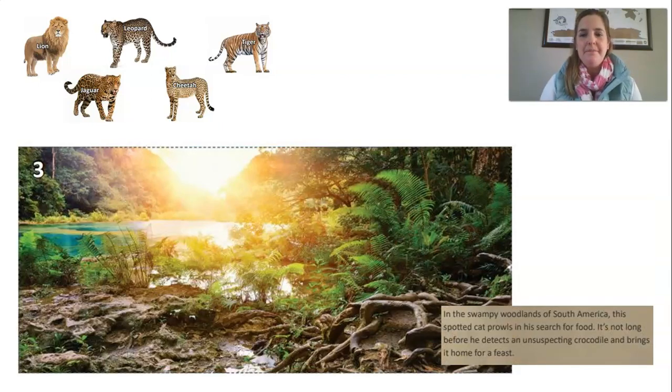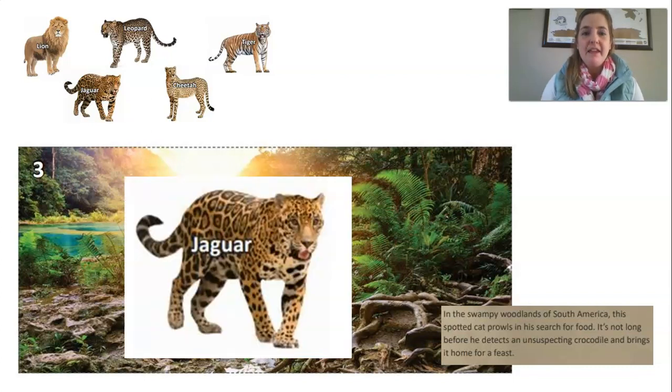Number 3. In the swampy woodlands of South America, this cat prowls in search of his food. It's not long before he sees an unsuspecting crocodile and brings it home for a feast. Goodness me. What do you think lives in the swampy woodlands? We've already used the lion and the cheetah. Do you think it's a jaguar, leopard, or tiger? It's a jaguar. Well, I wouldn't like to meet him in the swampy woodlands of South America.